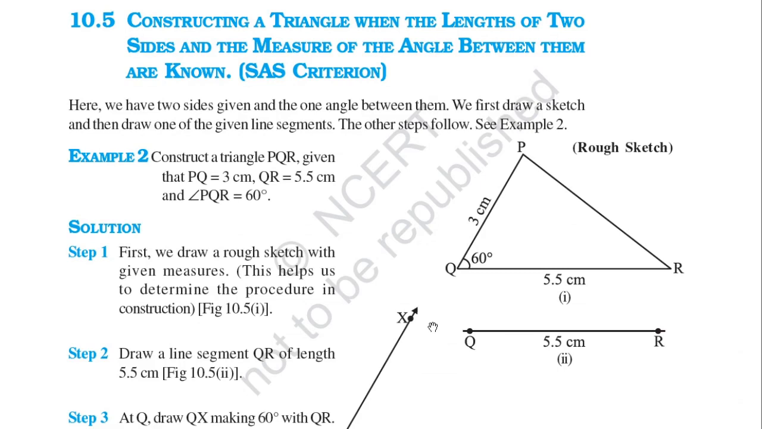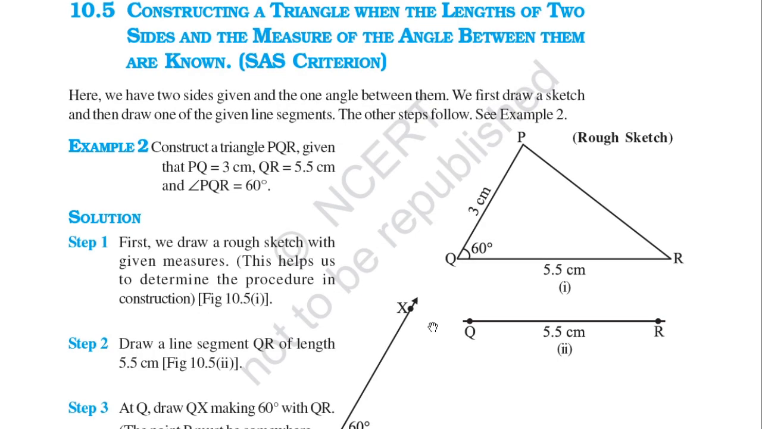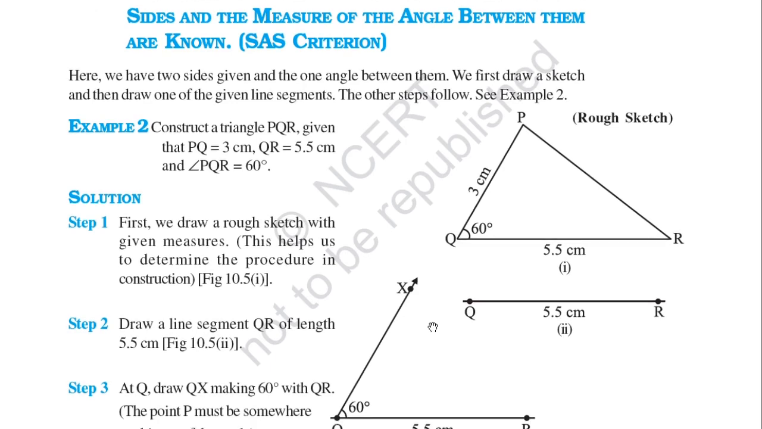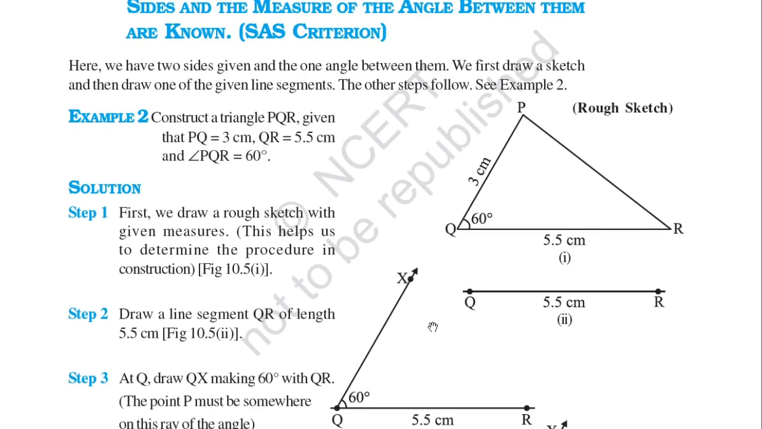10.5, constructing a triangle when the lengths of two sides and the measure of the angle between them are known. SAS criterion. Here we have two sides given and the one angle between them. We first draw a sketch and then draw one of the given line segments. The other steps follow. See example 2.